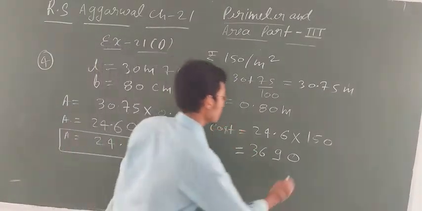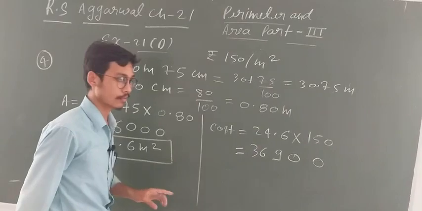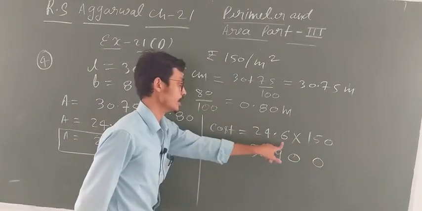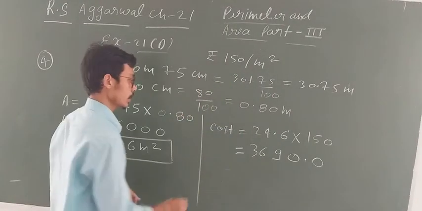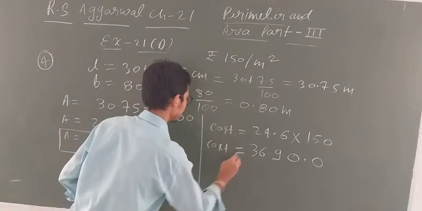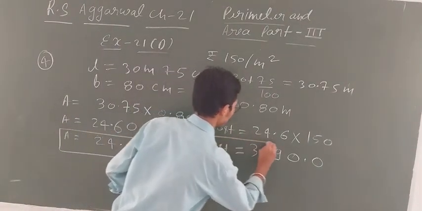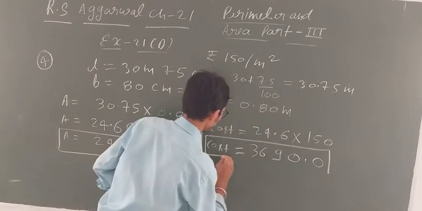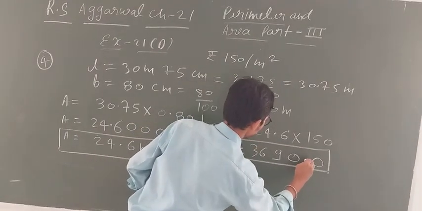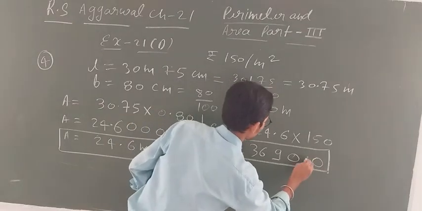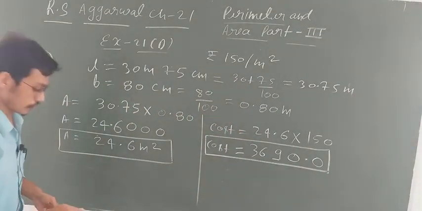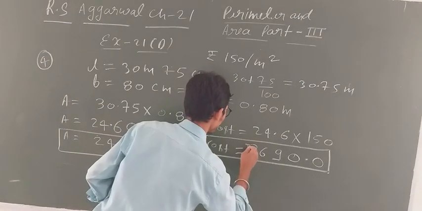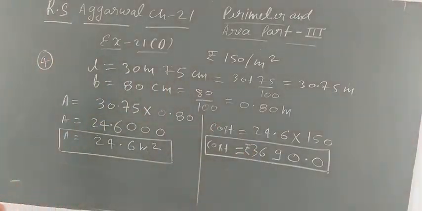Clear? And 10 is given. So 10 here we will put because this 10 is left. After decimal 1 digit. So here you will put decimal here. Clear student? So this is our total cost. So total cost is 3690.0 and here it will be in rupees. Clear student? So this is the solution of question 4, student.